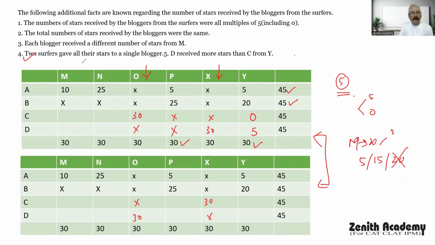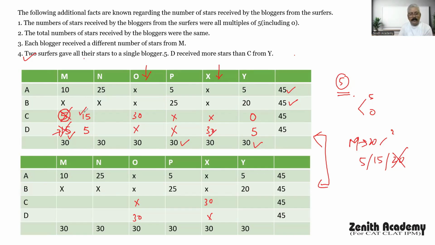So if M gives 5 stars to C, then 15 to D, or 15 to C and 5 to D. So let us take first this case, 5. It is 5, then D will get 15 stars from M. But look here, the 15 and 30, 45 plus 5, more than 45. So it means 15 is not possible here with D. 15 is not possible. Okay, this is not a possible case.